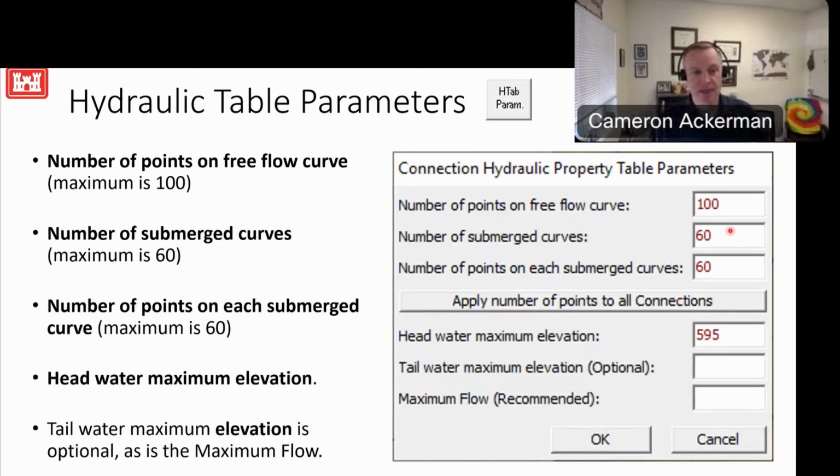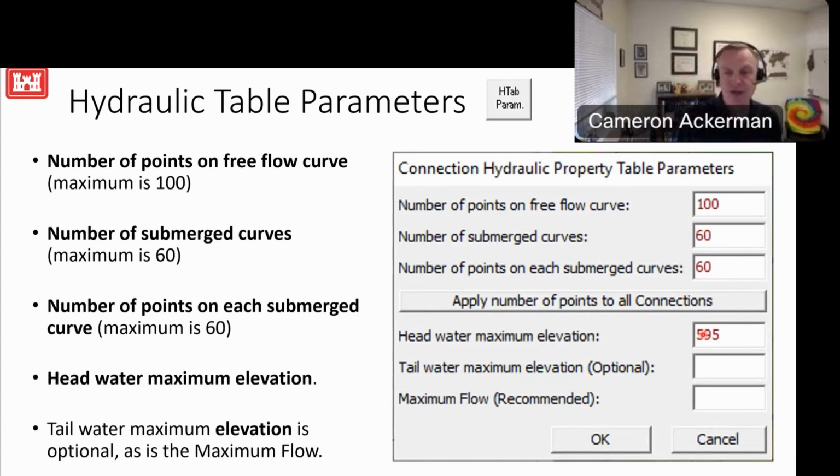These are the maximum values. The defaults will probably get you through most studies you're working on, so you won't have to enter the default information. What you will need to enter is the maximum head of water elevation. And all that does is limit the curves so that when you're computing them, we can get as much detail in the area of interest as possible.